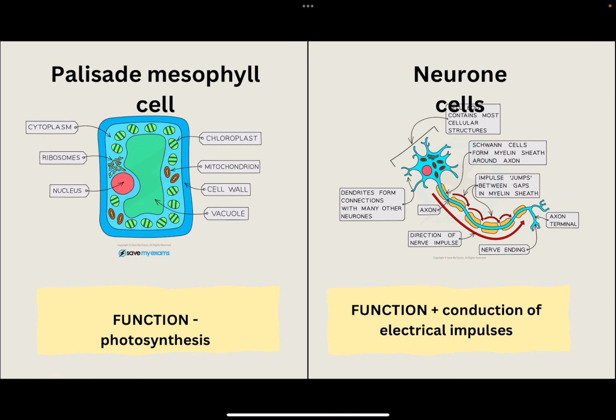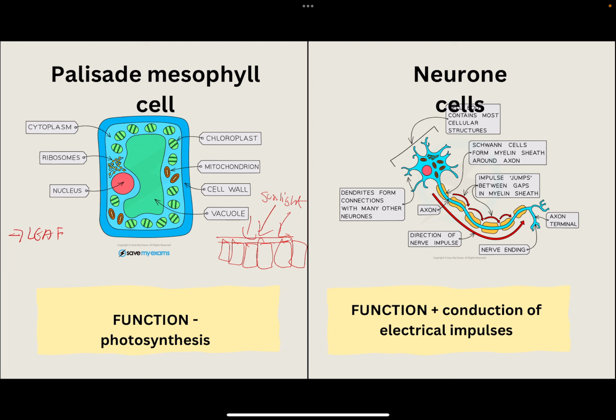Now this one is a palisade mesophyll cell. The palisade mesophyll cell is located in the leaf. So you will learn this leaf structure, but it looks like this. On the top you have a cuticle, then you have the upper epidermis, then the column-like structures, and then the light comes here. This is the sunlight.